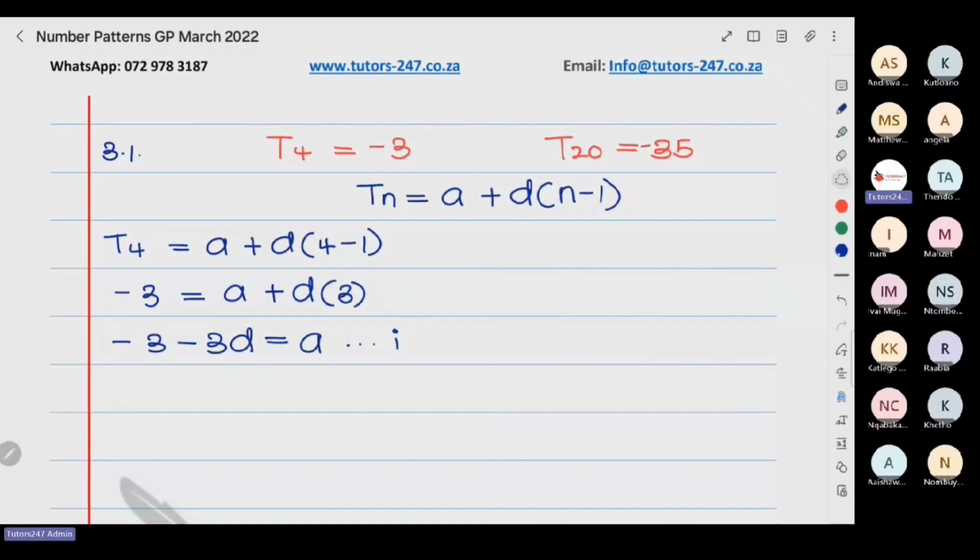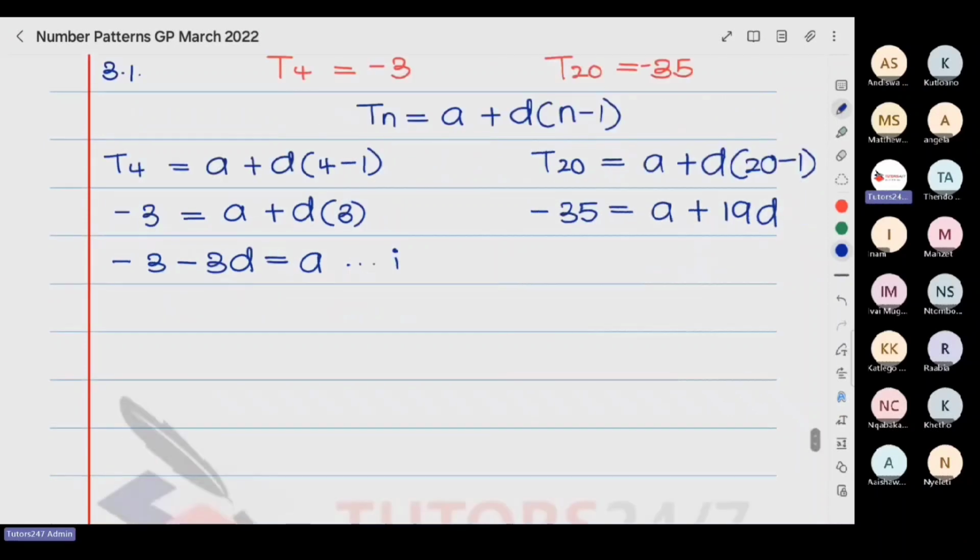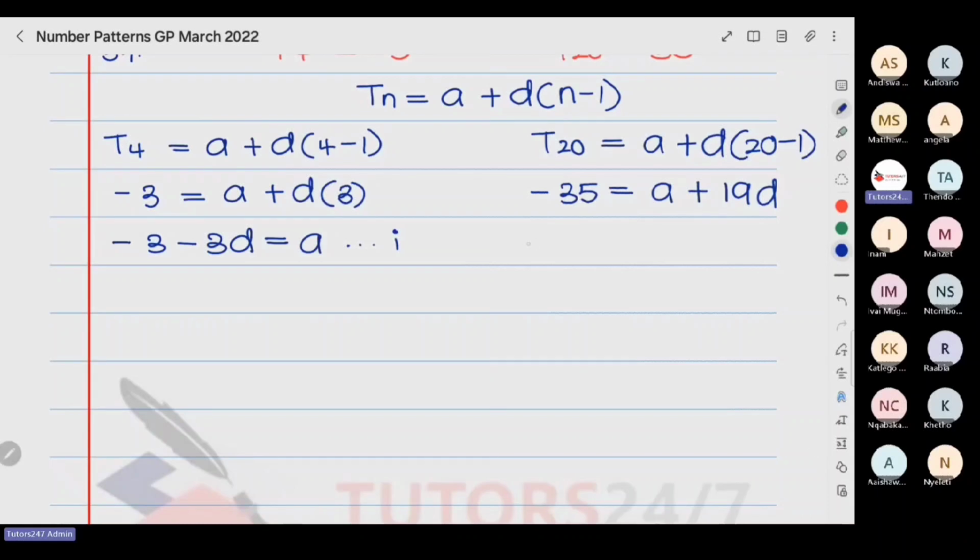The next equation, I'm going to use term 20 or 20th term. That means my value of n is going to be 20. A is still unknown, D is still unknown, and n is 20. From here, I can substitute term 20, which is -35, is equal to A plus 19D. From here, all we now need to do is solve for A because I want to connect my equations at the point A.